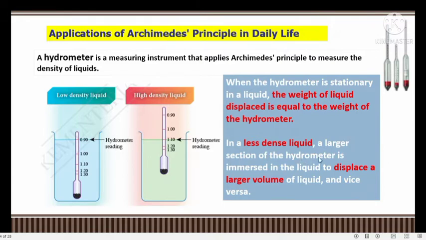In a less dense liquid, a larger section of the hydrometer is immersed in the liquid to displace a larger volume of liquid, and vice versa. So we will compare between these two liquids. This one sinks more, this one sinks less. So we can see from here, the volume of the submerged part is equal to the volume of liquid displaced.